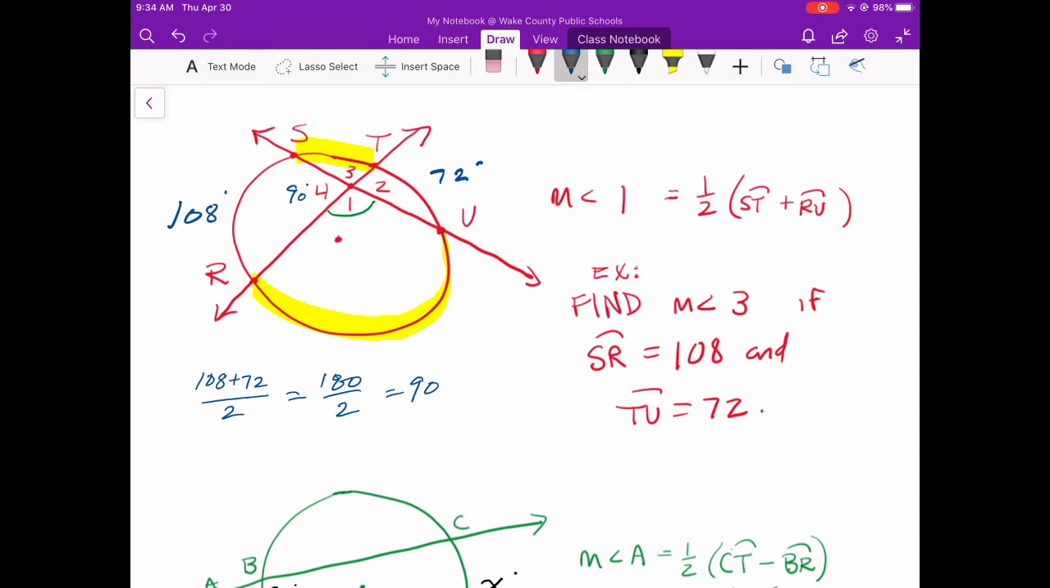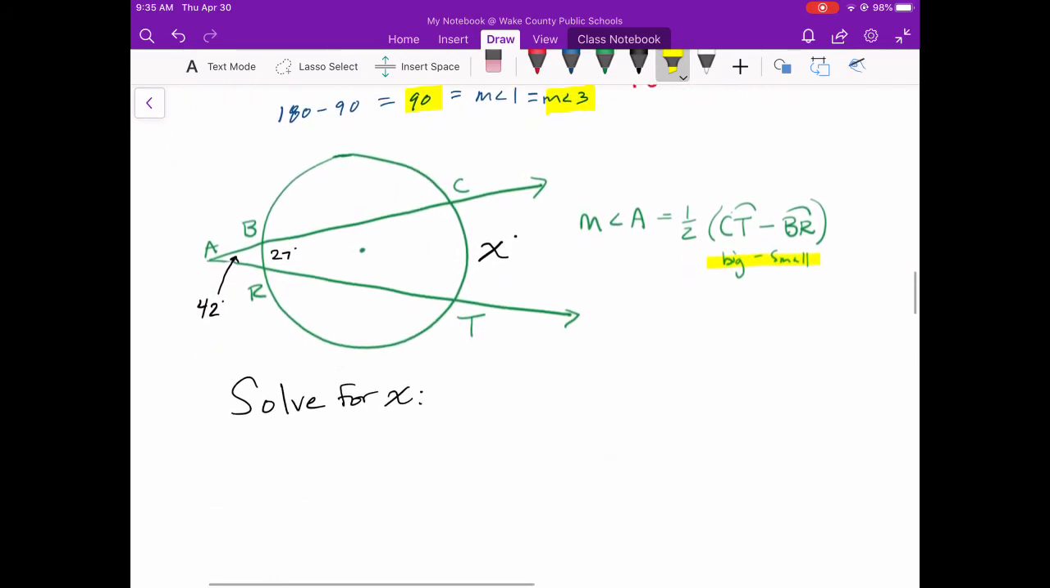Okay, well, what's the relationship between angle 4 and angle 1? They form a linear pair, so they add up to 180 degrees. So 180 minus 90 is going to be 90 degrees, and we just figured out the measure of angle 1, a little bit of an indirect way, but still using this idea of the average of the two intercepted arcs. Well, if the measure of angle 1 is 90, the measure of angle 3 would also be 90 because of vertical angles. So we just figured out the measure of angle 3 is 90 degrees.